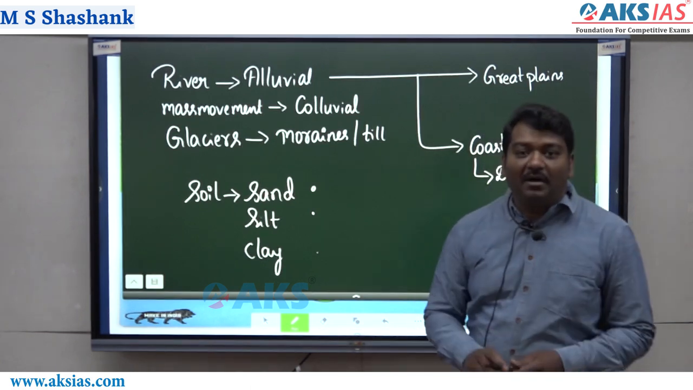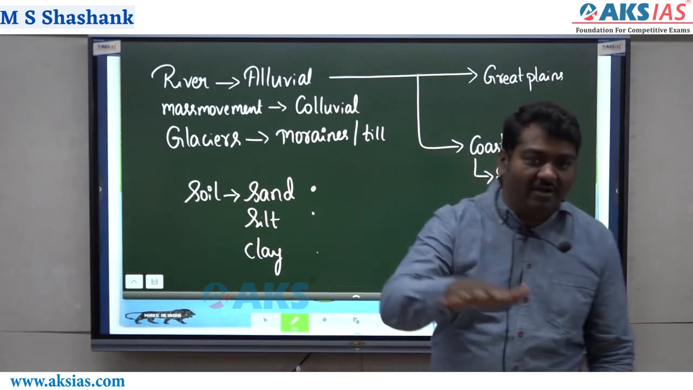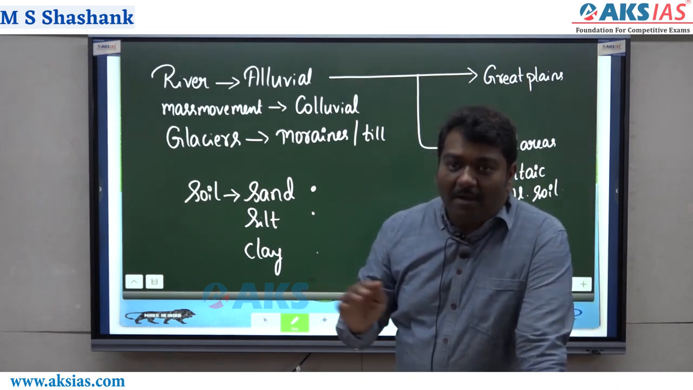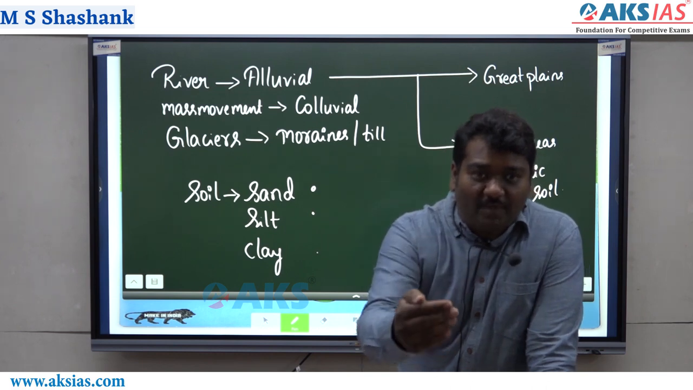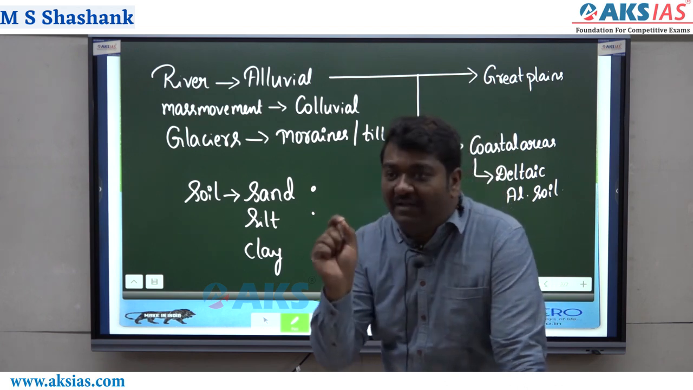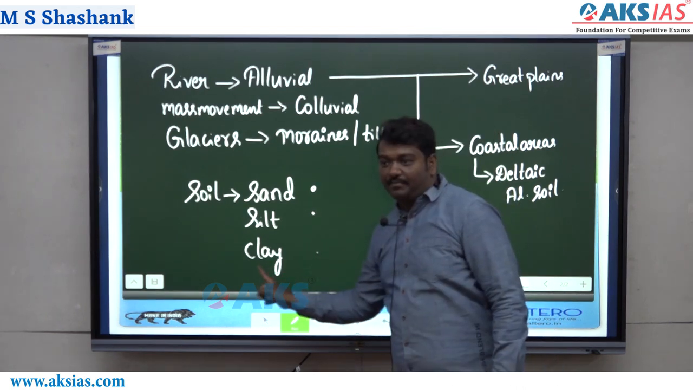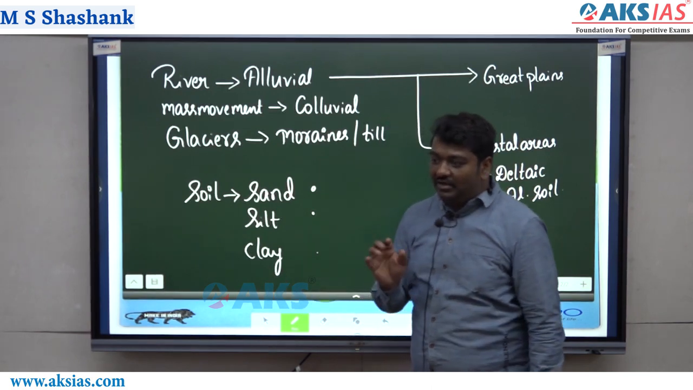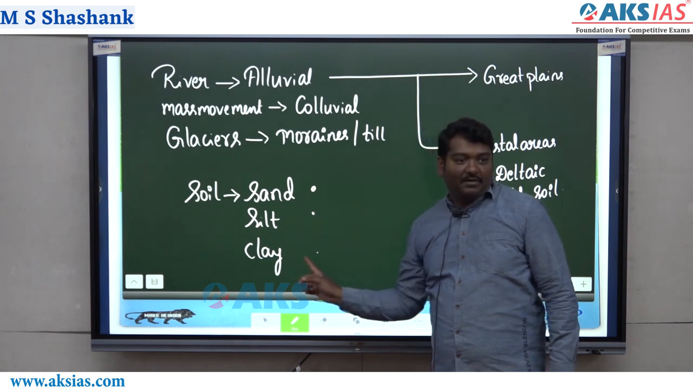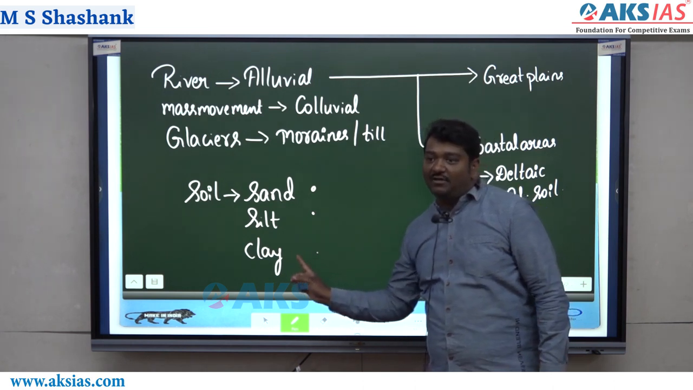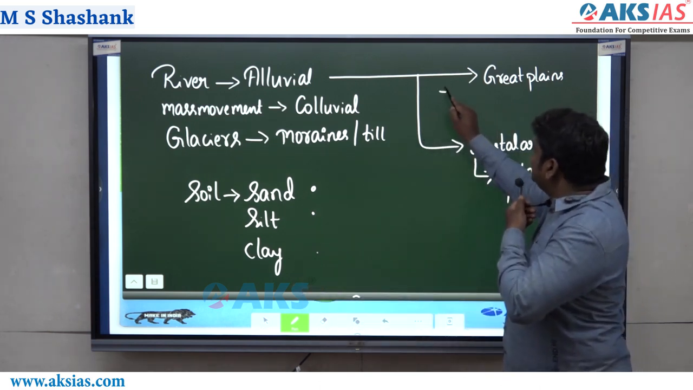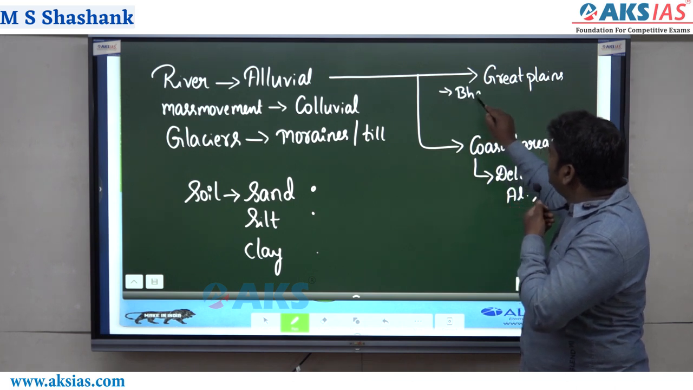Remember, when a river is flowing, it will deposit all the sediments. But when it is about to reach the sea, only thin particles will be left. Those thin particles are clay. So delta soil is mostly made up of what? Clayey soil. Delta alluvial is made up of clayey soil.